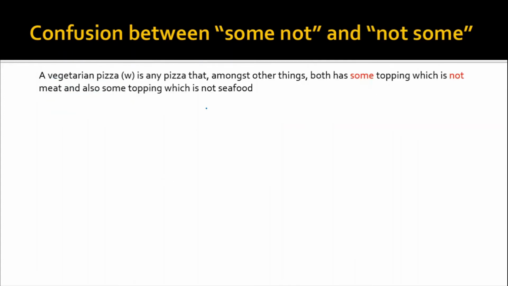Now, there might be confusion between some not and not some, right? So, if we try to define the vegetarian pizza, which is any pizza that amongst other things both has some topping which is not meat and also some topping which is not seafood, right? Now, if we try to model this, what would be our definition or our representation in functional syntax style?